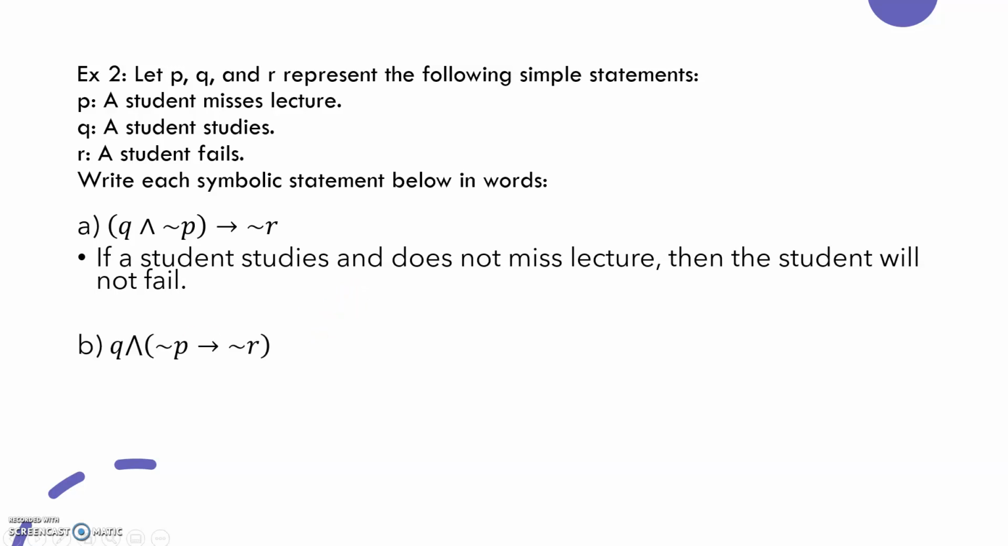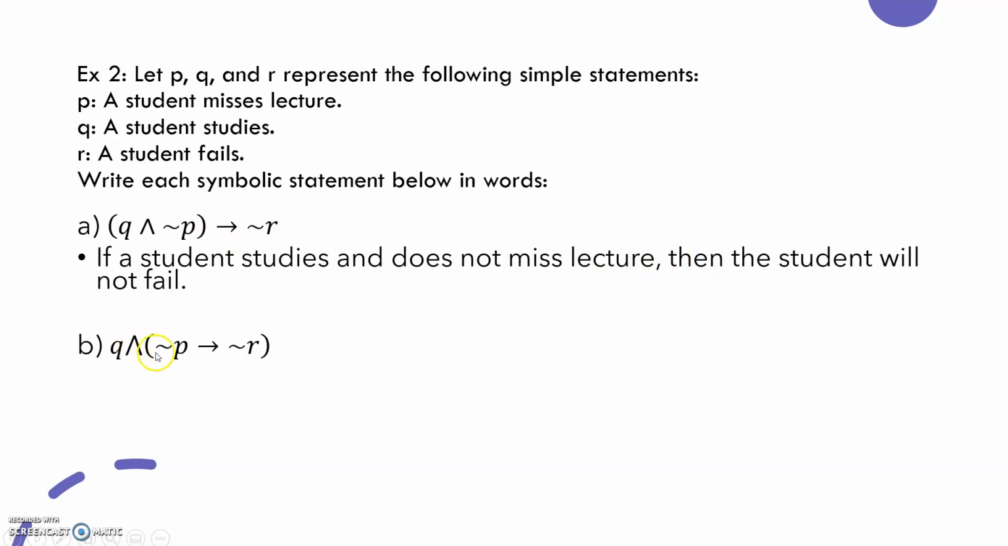Here's another one. This reads Q and not P implies not R. But these two are grouped together, okay? So whenever you have groups, that lets you know where the comma should be placed. So you see here we had Q and not P, and then the closed parentheses. So that's where, if a student studies and does not miss lecture, that lets me know the comma goes there, then the student will not fail. All right. And since that one is an if-then, you'll always have a comma before the then as well.